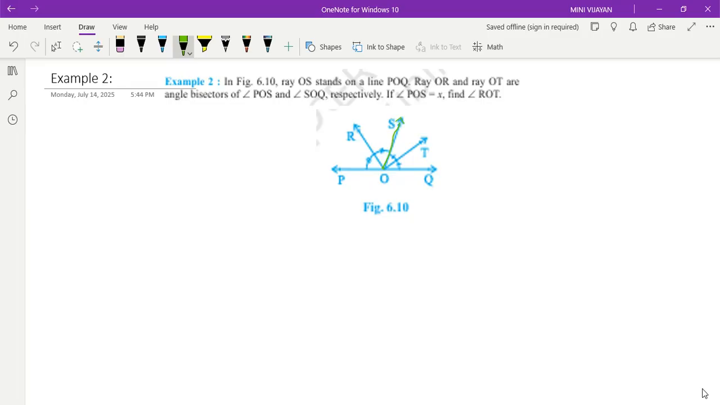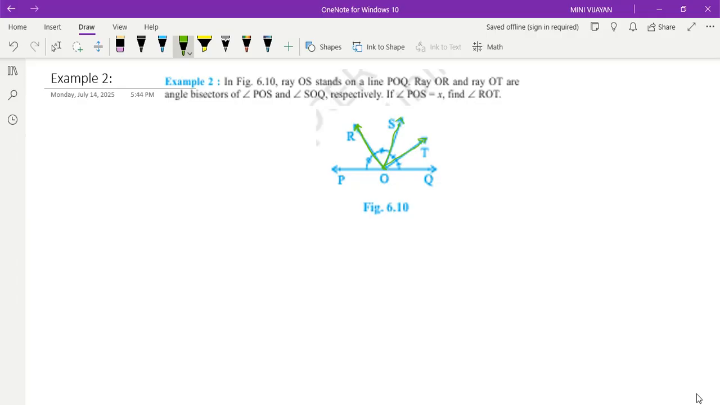And ray OR and OT. We can see OR here, okay, OR, and another ray which is OT. So this is ray OT. So these are the three rays. One ray is OS, another ray OR and OT. And for this OR and OT, another property is also there, which is OR is the bisector of angle POS.